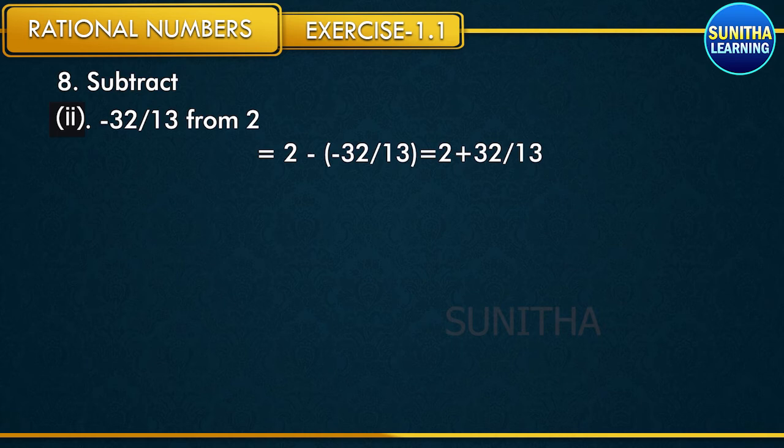So now do the LCM. 2 is also a rational number, and 32 by 13 is also a rational number. Now what is the LCM? 13 is the LCM. So 13 twos are 26, plus 32 by 13. 26 plus 32 is 58. So the answer is 58 by 13. Clear? Now next.